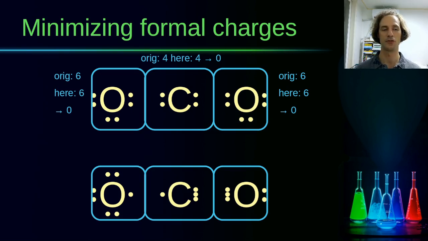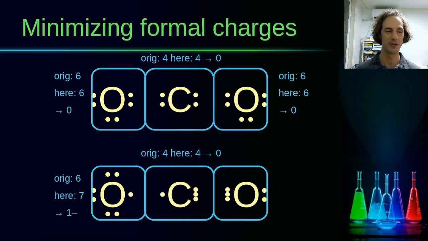In the bottom Lewis structure, on the other hand, first of all, the carbon has 4 valence electrons, so it did not gain or lose any electrons. It has a formal charge of 0. But on the left-hand side oxygen, we have 7 valence electrons, which is 1 more than the 6 it should have.